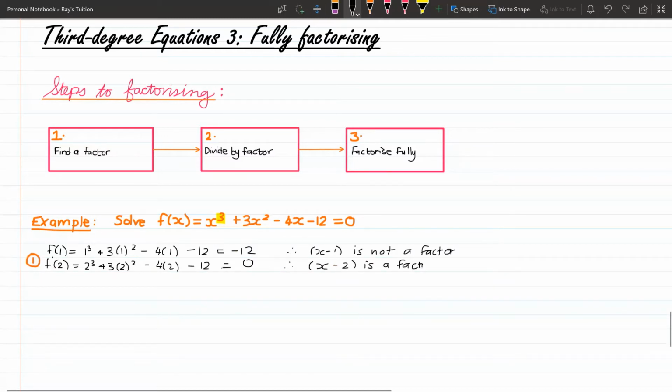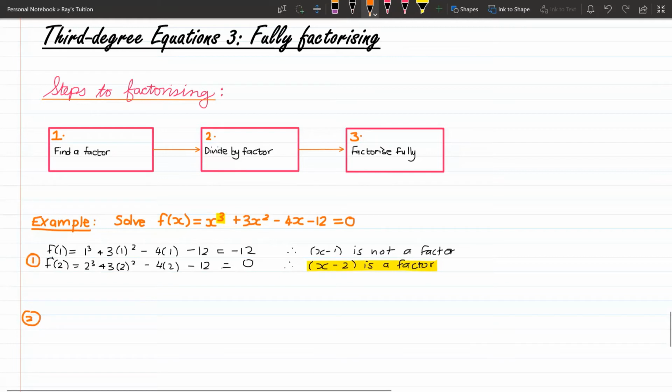Now we would have to continue the step until we do find a factor. We were lucky on the second value that we entered, we found the factor. But you continue until you do find a factor. This is using the factor and remainder theorem. So now we know that this is a factor. The second step is to now divide by the factor.